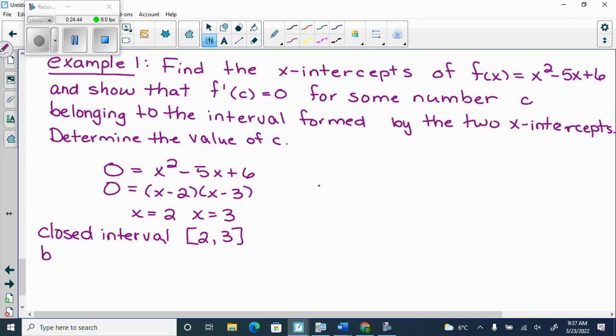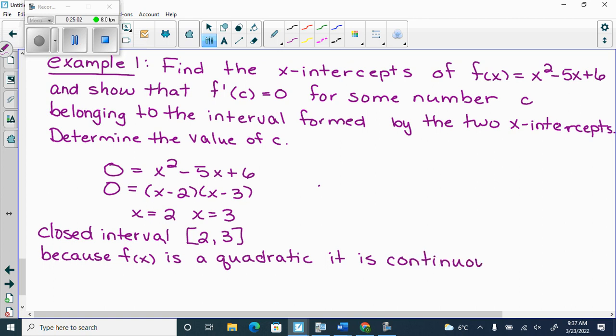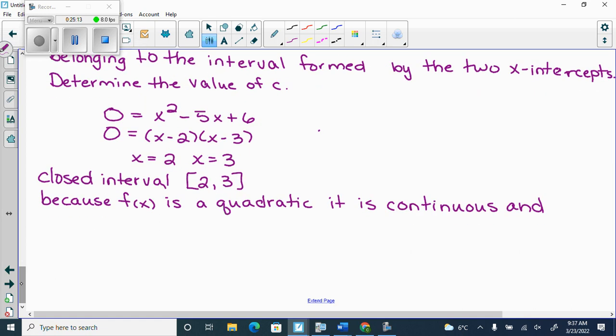Because f of x is a polynomial, or we could say a quadratic, it is continuous and differentiable. Because if you don't explain that, that's great, you found a c, but you're not showing that Rolle's theorem actually works. You found a c. Yay, great. So because f of x is a quadratic, it is continuous and differentiable.